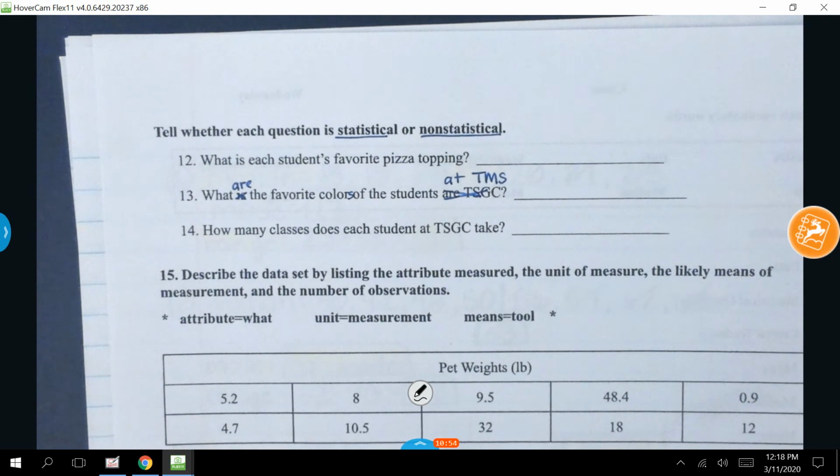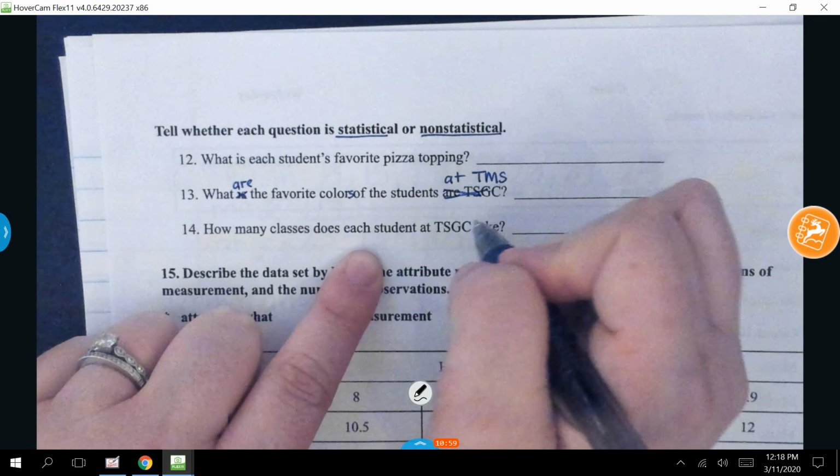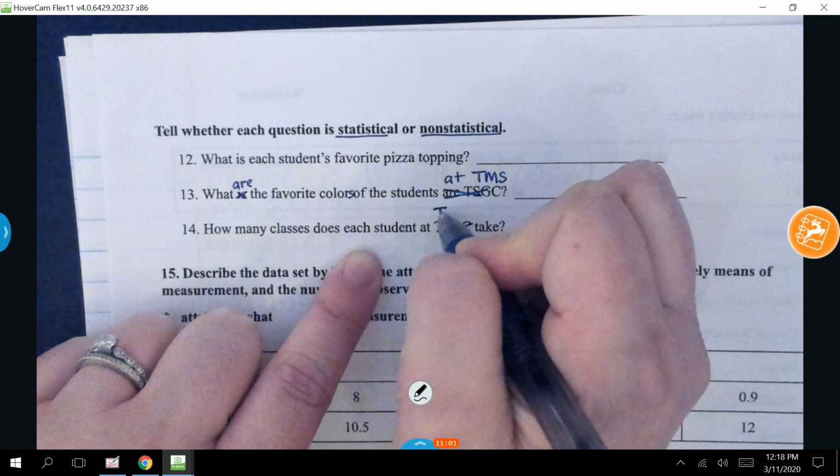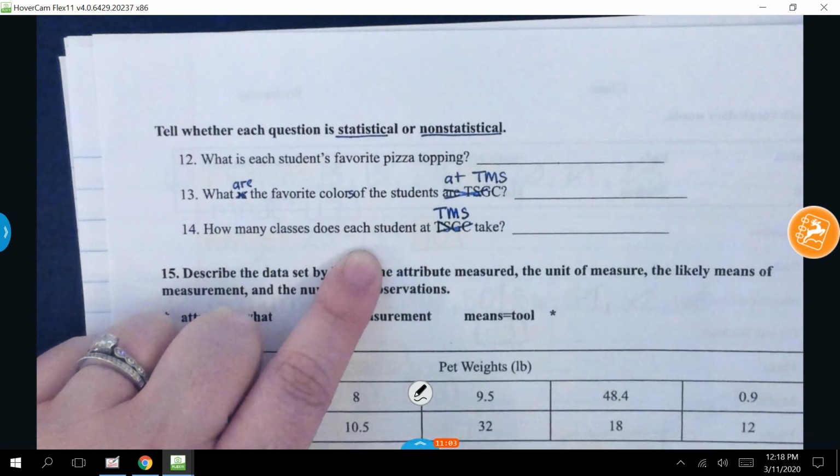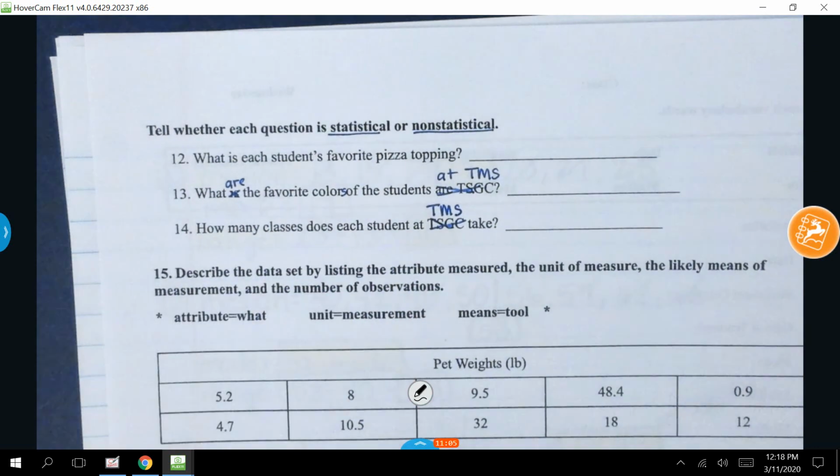All right. And then the next one is, how many classes does each student at, we're going to change this to TMS, take. All right. I would just remember, guys, all of us have the same bell schedule, so we all probably take the same number of classes.